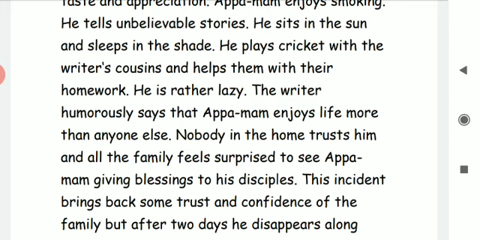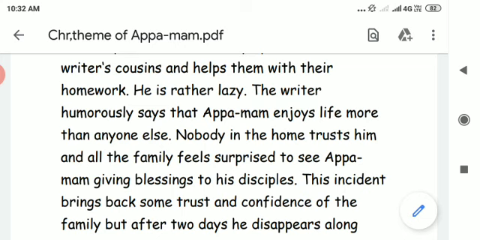Now here you can understand, the writer clearly understands that he's enjoying life more than anyone else. And from another side, he says he is a sannyasi, and he has renounced all types of worldly possessions and pleasures. Nobody in the home trusts him, and all the family feels surprised to see Appa-Mam giving blessings to his disciples. One day, when a number of people, the disciples of Appa-Mam, came to know about Appa-Mam, the family members get astonished to find Appa-Mam sitting under a tree, and his disciples circling around him, and he is giving blessings to each of them individually.